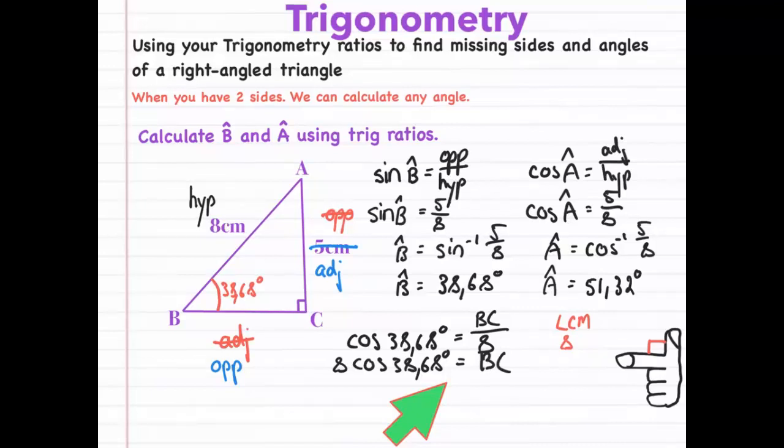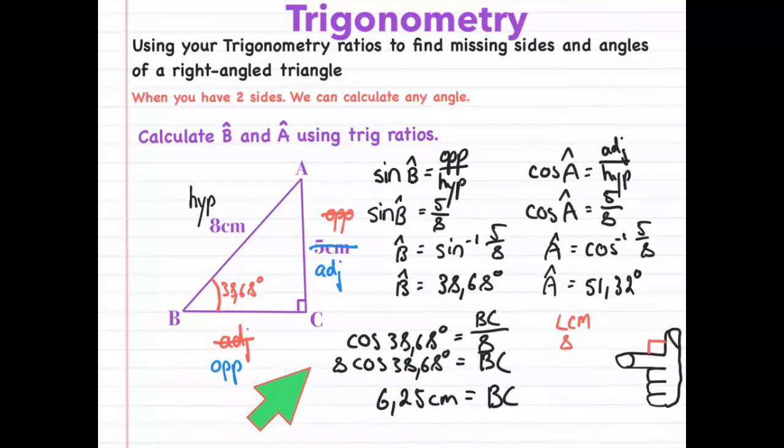Now for those of you who want the easy way, because we divide with 8 here, we're just going to multiply with the 8 on the other side if you don't want to use it this way. So now we have 8 times the cosine of 38,68 degrees, and if you type this into your calculator, you will end up with 6,25 centimeters if we round it off to 2 decimals, which will be equal to BC, and you are done.